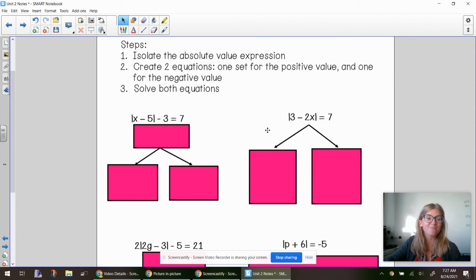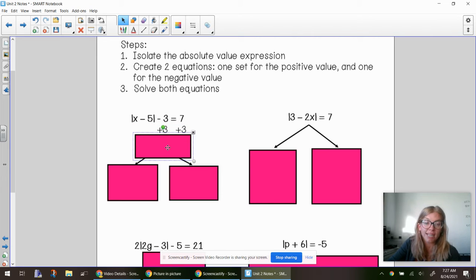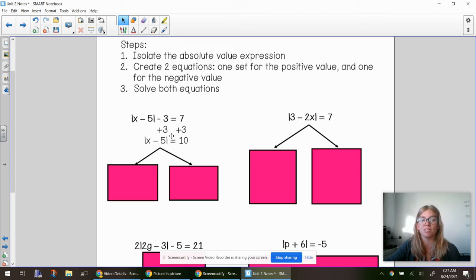Let's get started. Starting with the absolute value of x minus 5, minus 3 equals 7. I need to isolate the absolute value expression. So I'm going to start by adding 3 to both sides of my equal sign, giving me the absolute value of x minus 5 equals 10. Absolute value is now isolated, so I'm going to create two equations. One for the positive value, x minus 5 equals positive 10, and one for the negative.